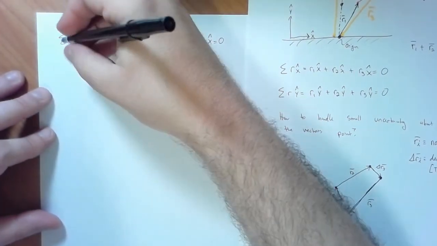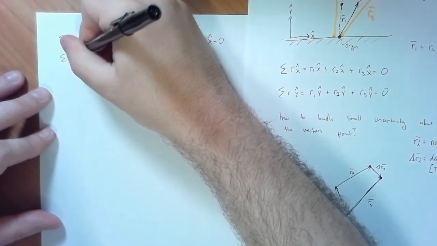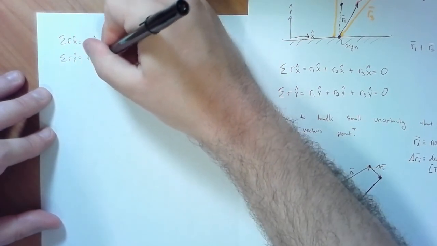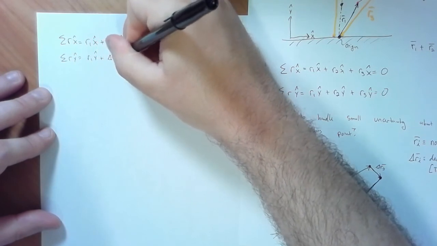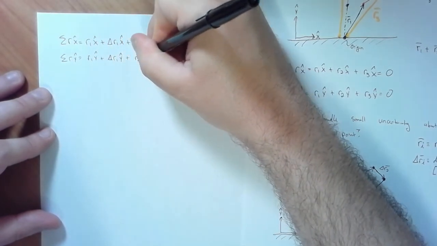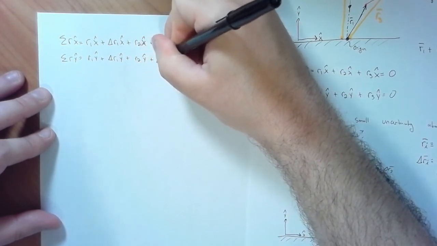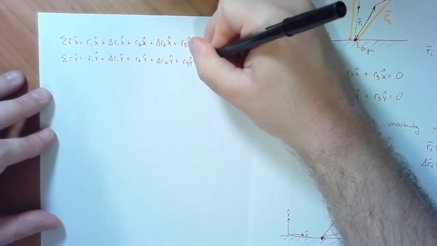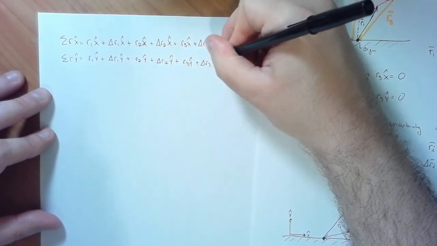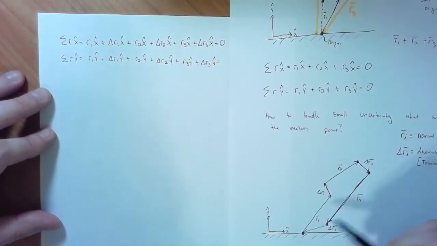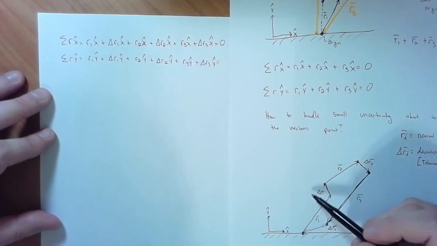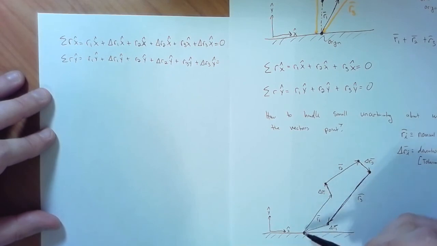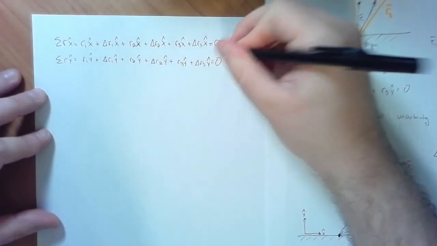And the same thing is true in the y direction. So I'm going to have R1 y hat plus delta R1 y hat plus R2 y hat plus delta R2 y hat plus R3 y hat plus delta R3 y hat. And again, if I walk around this loop and I'm just doing it in the y hat direction, I go up a little more, up some more, and then down, down, down, and back to the origin. So this is going to get me to 0.